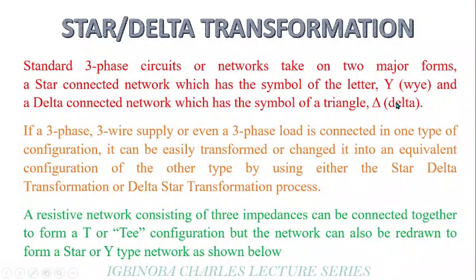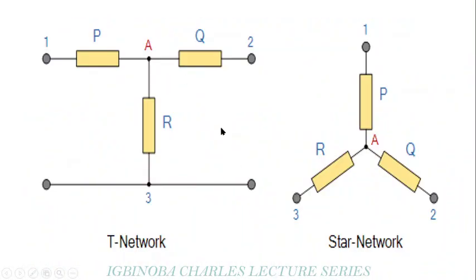If a three-phase, three-wire supply or even a three-phase load is connected in one type of configuration, it can be easily transformed into an equivalent configuration of the other type by using either the star delta transformation or the delta star transformation. A network consisting of three impedances can be connected together to form a T configuration, but the network can also be redrawn to form a star connection, as shown in this part. So this is your T network. It has been transformed from the T to the star network.